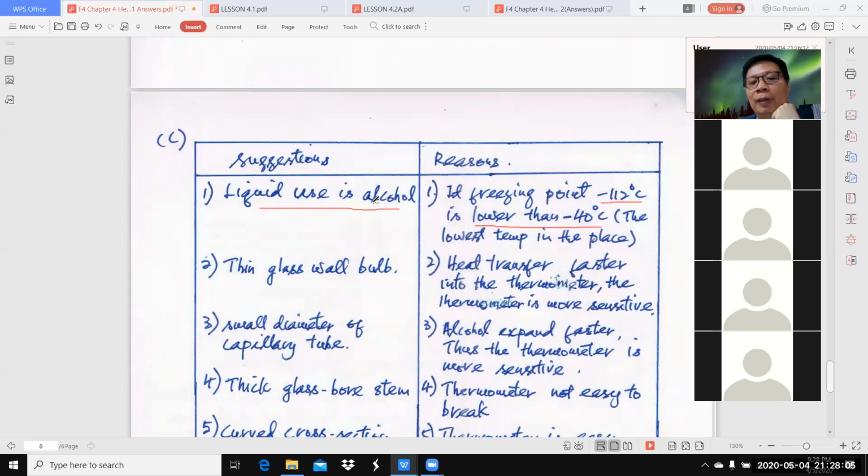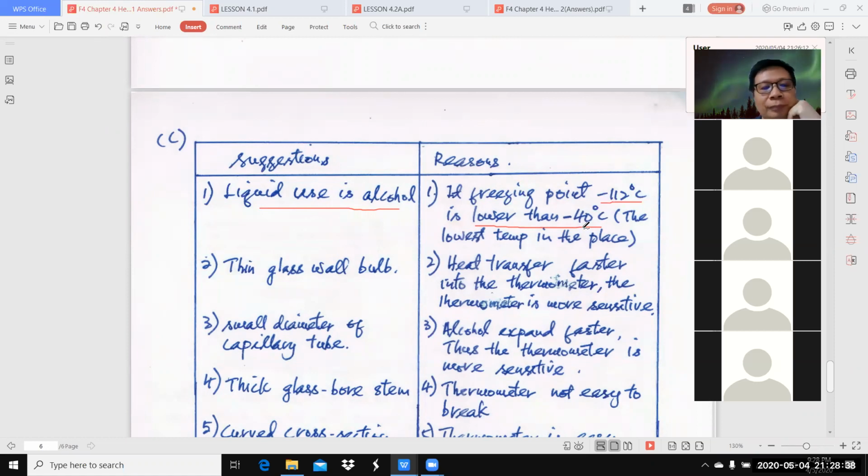The reason is alcohol's freezing point is -112, which is lower than this. Mercury cannot be used, because mercury's freezing point is -39, which is higher than -40. Before you can reach -40, the mercury is already frozen, so it cannot be used. That's why we choose alcohol. The reason is its freezing point of -112 is lower than this lowest temperature.